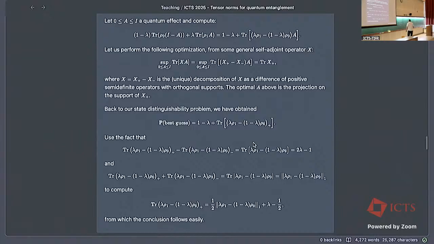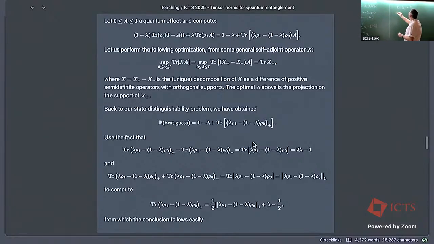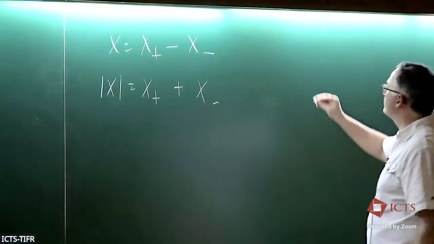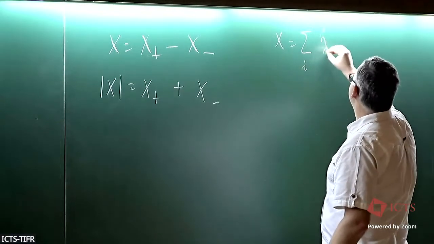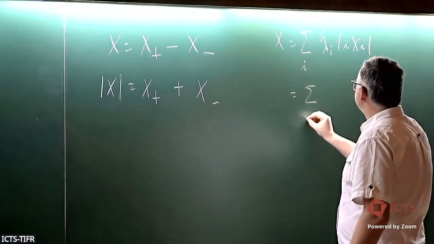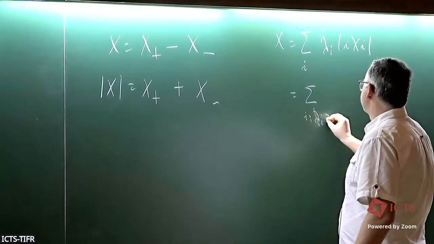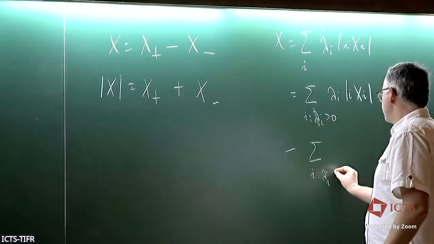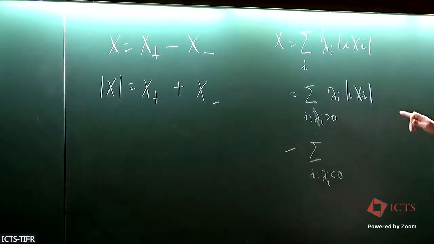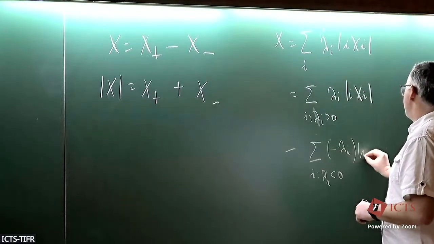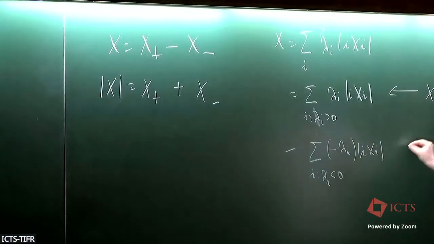And the absolute value of A, maybe I should write this, I haven't written it yet. So if X is X plus minus X minus, then the absolute value of X is actually X plus plus X minus. How do you see this? Think of the eigenvalue decomposition of X. I can always split it as a sum of the terms which have positive eigenvalues and the sum of the terms which have negative eigenvalues. And this will be my X plus, and this will be my X minus.